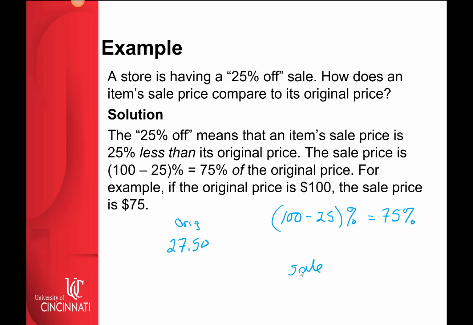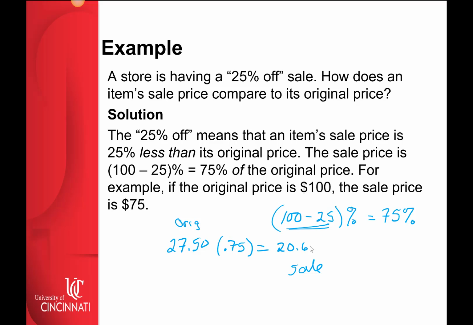The second way is to first subtract off the sale, which is what this 100 minus the 25 is doing. If they're taking off 25%, you are still paying 75% of it, aren't you? So what you could do is take this 27.50 times the 0.75. Okay, 27.50 times 0.75 equals, looks like the sale price is going to be $20.63.